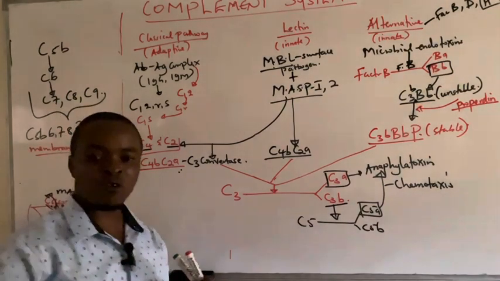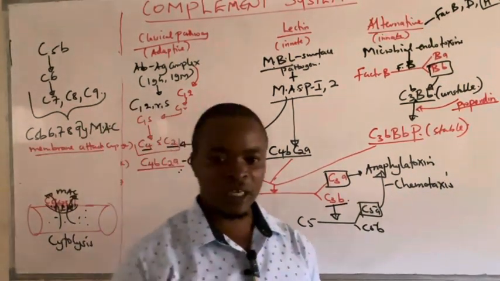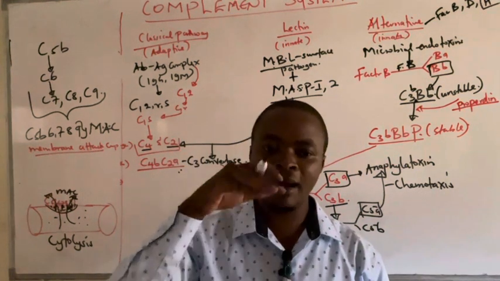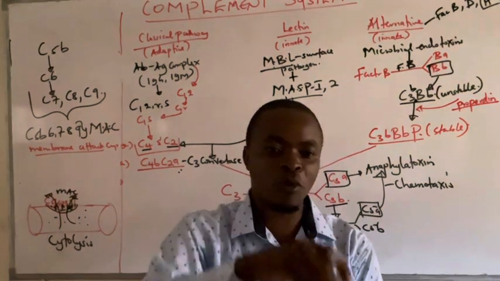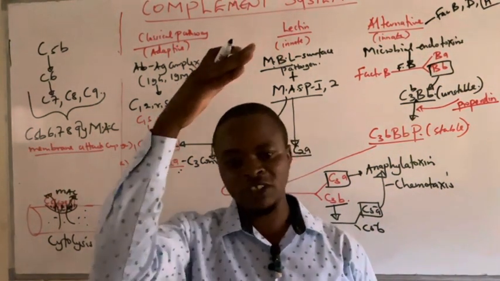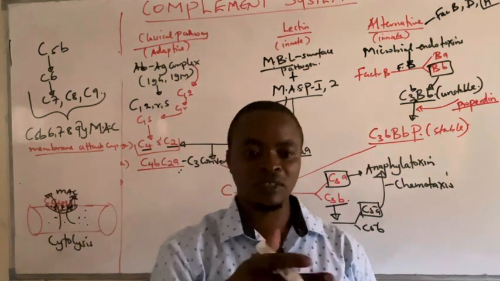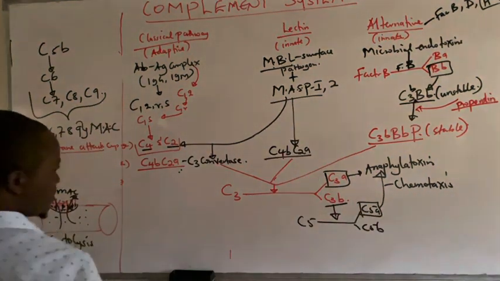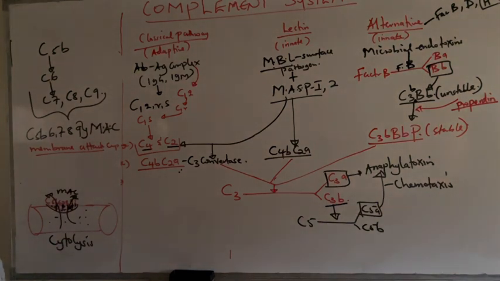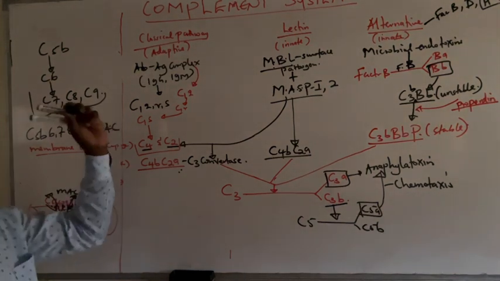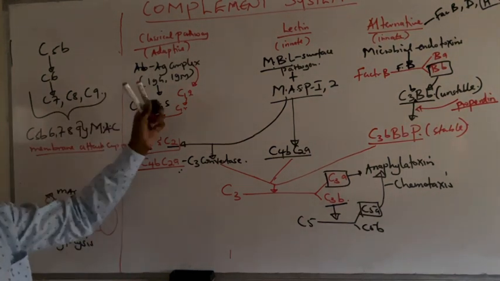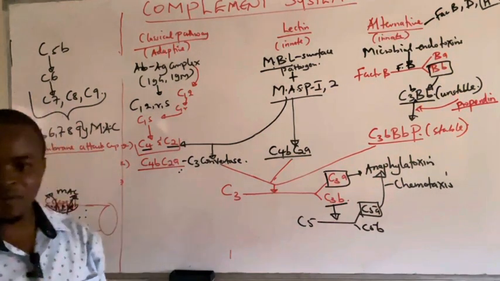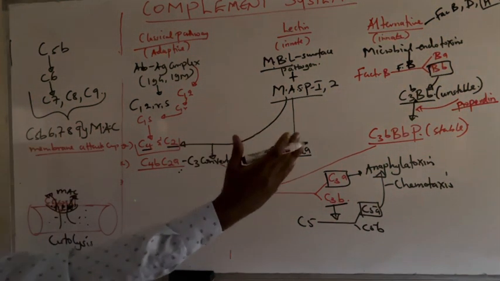Cytolysis means cell lysis. Cells are lysed, or broken down, by the MAC, whereby the MAC comes and creates pores, leading to the escape of intracellular content, leading to cell death. That is the end of the complement system, which we have seen is divided into 3 pathways: classical, lectin binding pathway, and alternative pathway. And we have seen all of them.